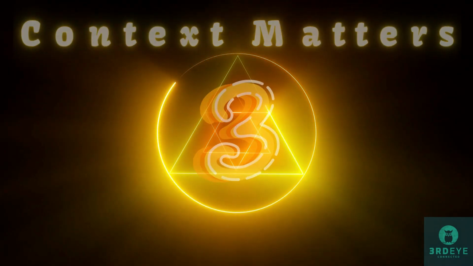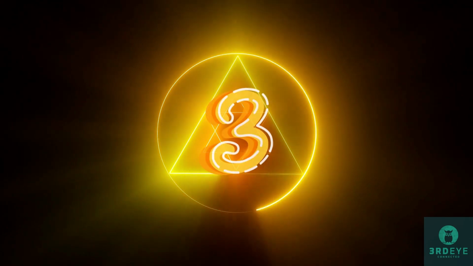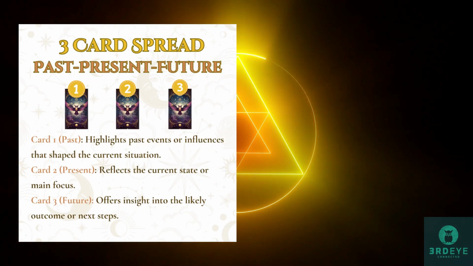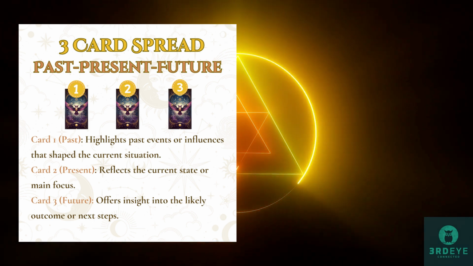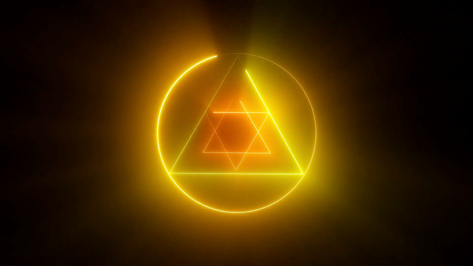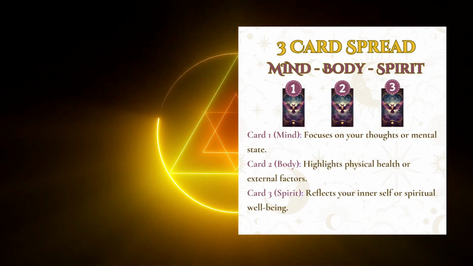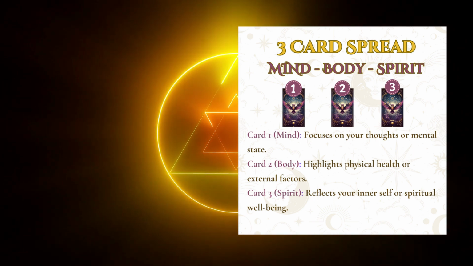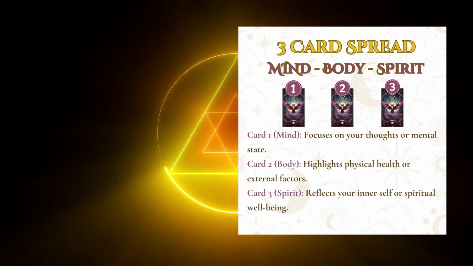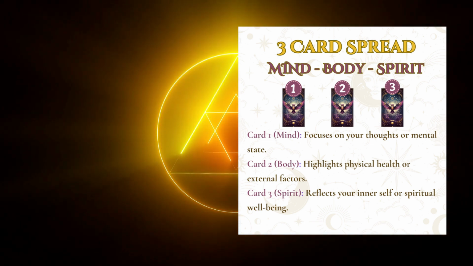Let's look at 3 simple 3-card spreads that you can try as a beginner. In the past, present, future spread, the first card shows past influences, the second reveals your present situation, and the third offers a glimpse into the future. The mind, body, spirit spread focuses on overall well-being, where the first card represents your mindset, the second your physical state, and the third your spiritual connection.